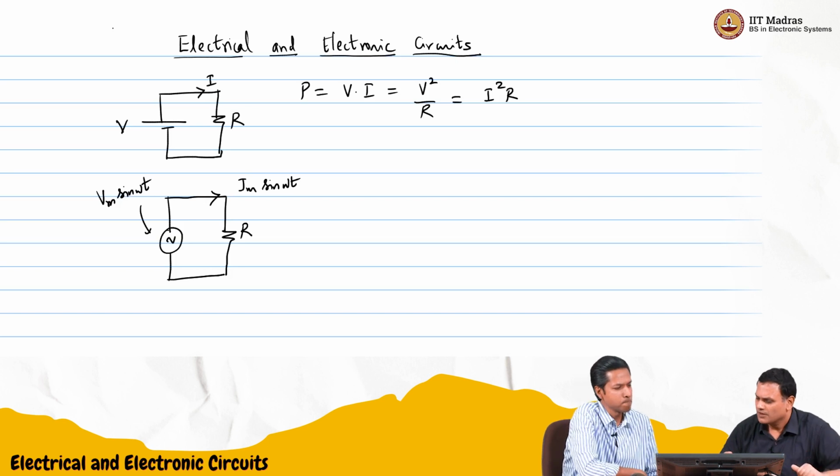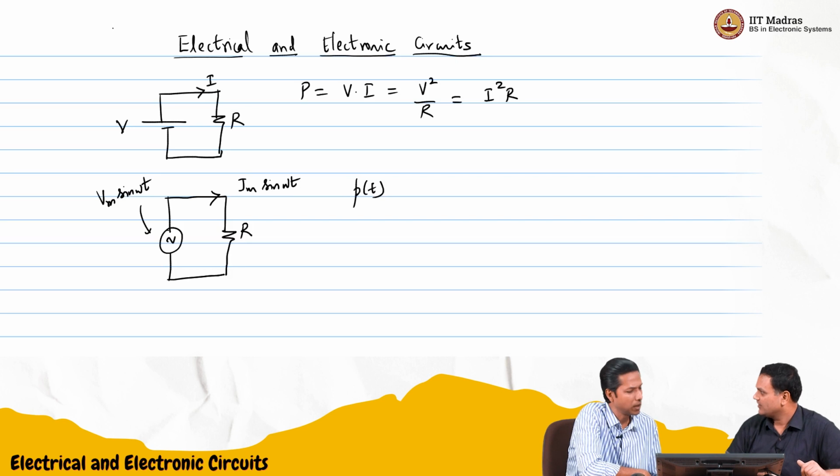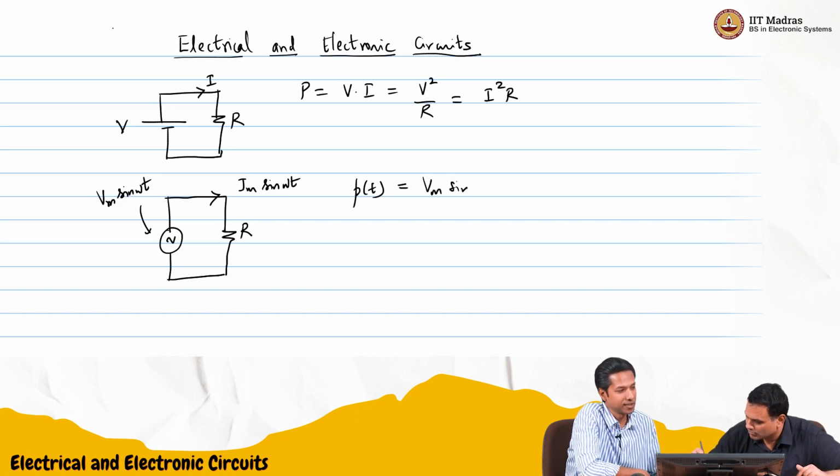So that means what you are saying is instantaneous power. So maybe small p. I'll call it p of t. This is the instantaneous power. Instantaneous power should be V times I, so Vm sin omega t times Im sin omega t.